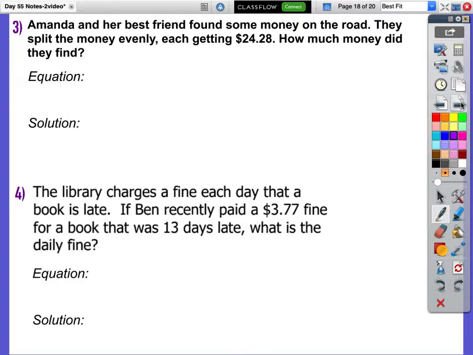All right, Amanda, number 3. Amanda and her best friend found some money on the road. Nice. They split the money evenly, each getting $24.28. How much money did they find? All right, so let's just start at the beginning where Amanda and her best friend. That means there's 2 people involved, by the way. So they found some money and they're going to split it. If you are splitting money, you're dividing it. You're dividing it by how many people? Amanda and her friend, so that's 2.